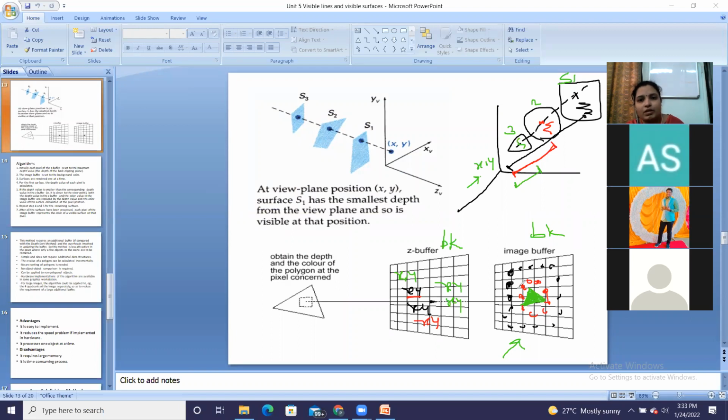So we will stop here as the time is up. The remaining two methods, that is Painter's algorithm and area subdivision, we will see in the next lecture.